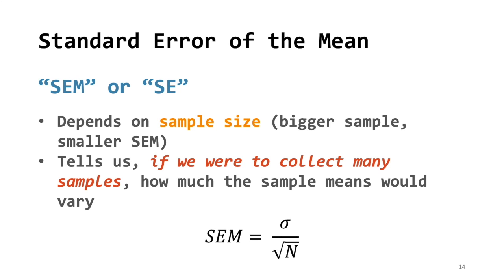So this is the equation. It is just the standard deviation divided by the square root of your sample size. So if our sample size is 100 and our SD is 10, the square root of 100 is 10, and SD 10 divided by 10 is 1, so the SEM would be 1.